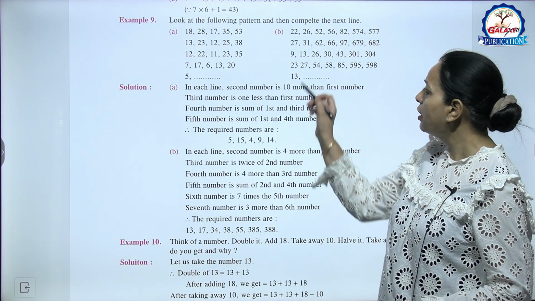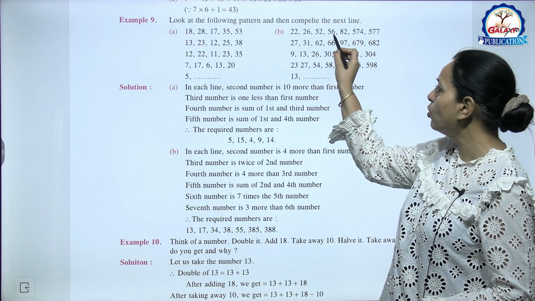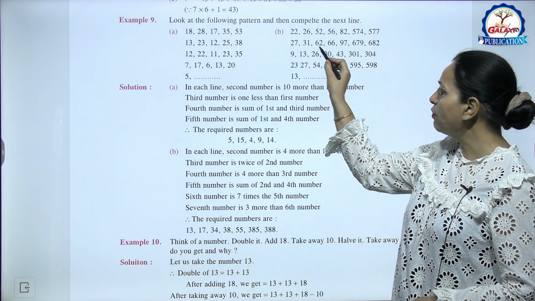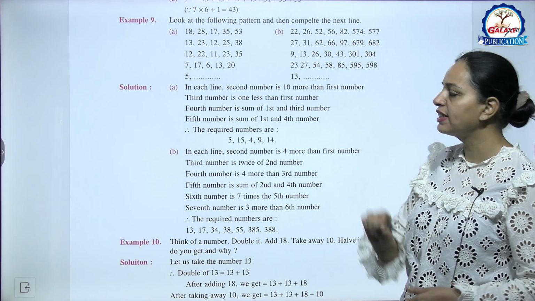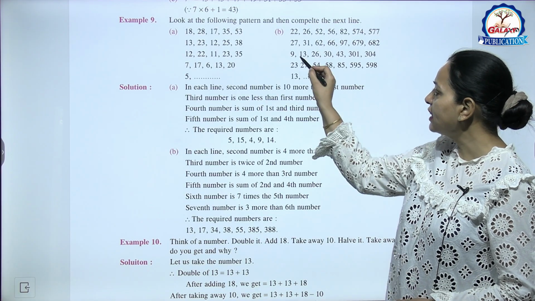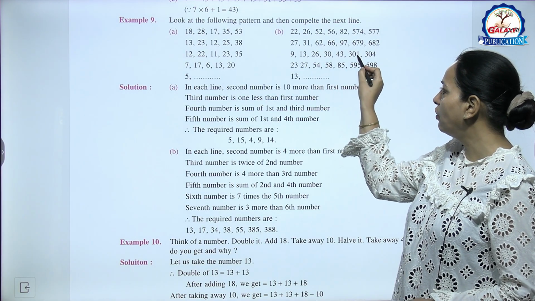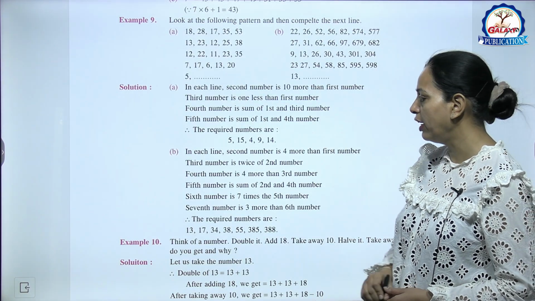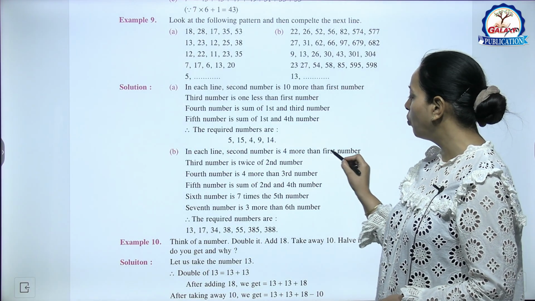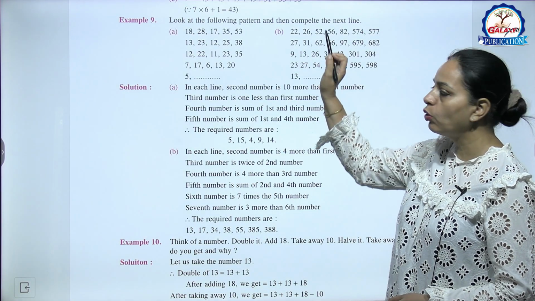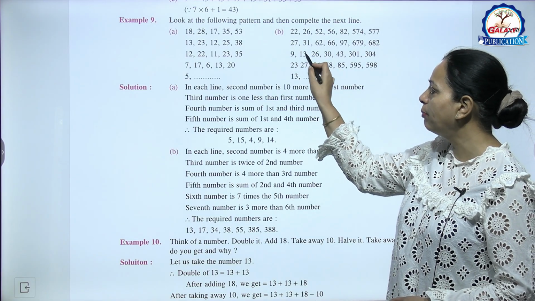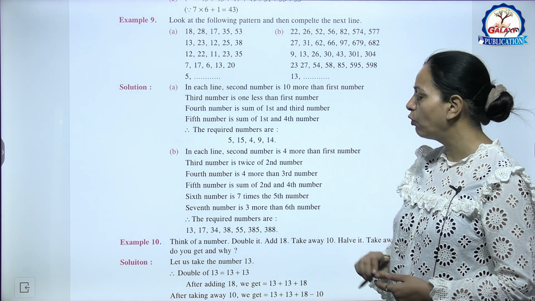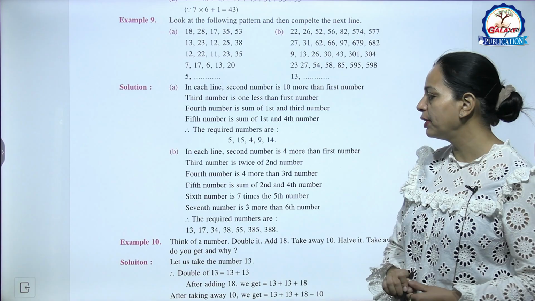ओके, वेरी इंटरेस्टिंग. नाउ बी पार्ट 22 26 52 56 82 574 577, फिर 27 31 62 66 97 679 682, फिर ऐसे 9 13 26 30 43 301 304 लाइक दिस. सो हेयर फर्स्ट नंबर इज 13. अब आप रिलेशन देखेंगे, इन ईच लाइन द सेकेंड नंबर इज 4 मोर देन द फर्स्ट नंबर. 22 plus 4 26, 27 plus 4 31, 9 plus 4 13, 23 plus 4 27. तो सेकेंड नंबर क्या आ जाएगा, 13 plus 4 17. ओके, सेकेंड नंबर इज 17.